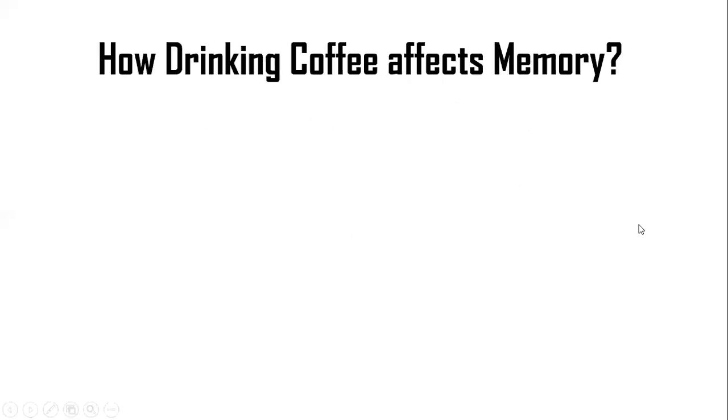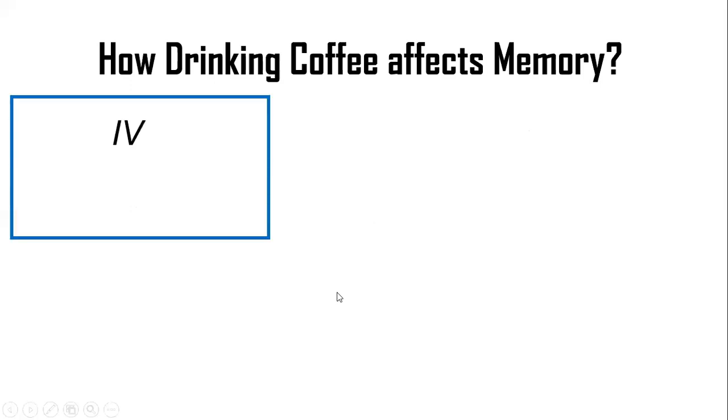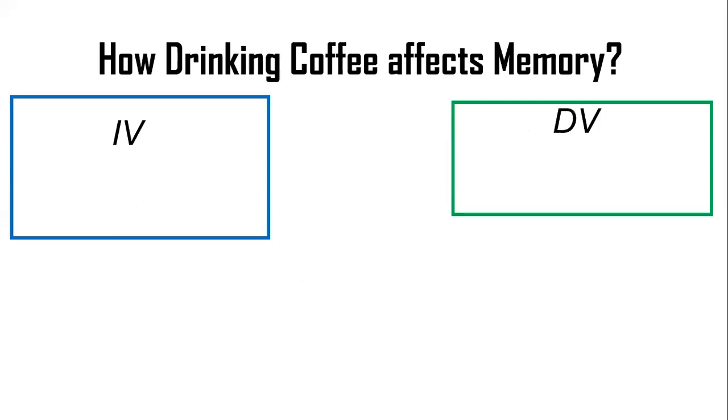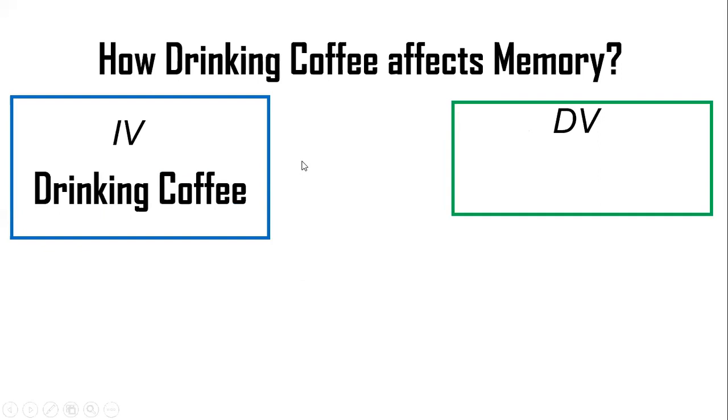Supposedly you are interested in answering how drinking coffee affects memory. Let's say you've noticed from some experiences that when you drink coffee, you seem to be smarter, brighter or something like that. So let's identify the independent variable, the cause, and the dependent variable. Between the two, drinking coffee affects memory. The one that affects memory is the independent variable, and therefore drinking coffee is the independent variable.